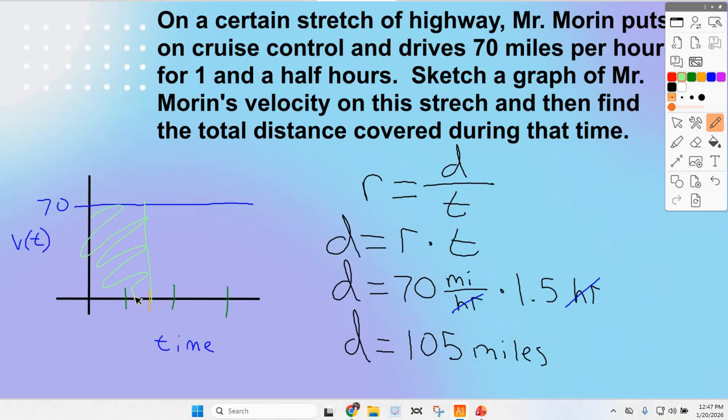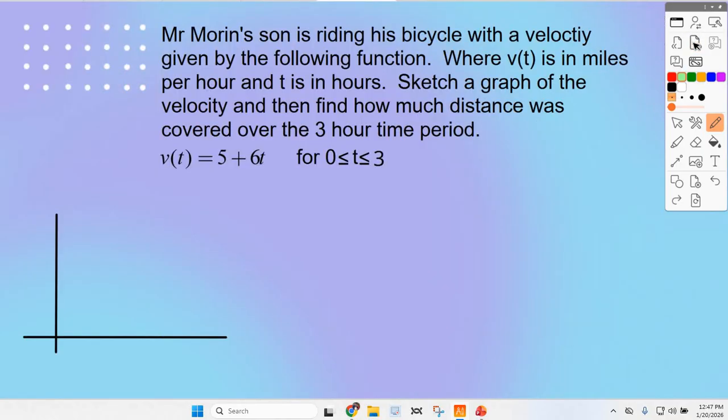Okay. So let's look at a slightly different problem. See if it still works out. So Mr. Moore's son is riding his bicycle with a velocity given by the following function. So is our velocity constant this time? No, it's changing. Where v of t is in miles per hour and t is in hours. Sketch a graph of the velocity and then find how much distance was covered over a 3-hour time period.